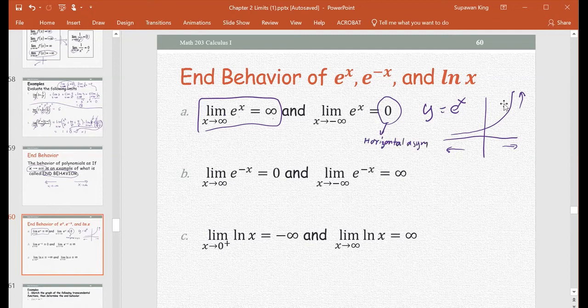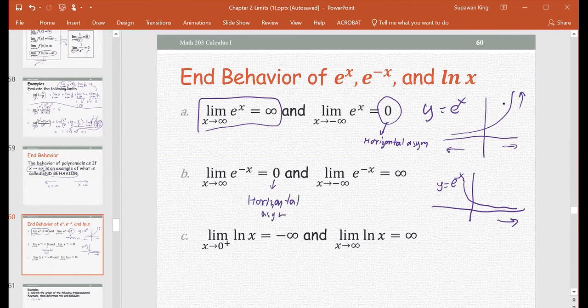Okay. For y equals e to the negative x, with the negative power, it's going to be a different behavior, which is decreasing behavior. The right end approaches 0, and that will give you the horizontal asymptote. And the left end, what happens? The graph keeps going up more and more and more. The y approaches infinity.